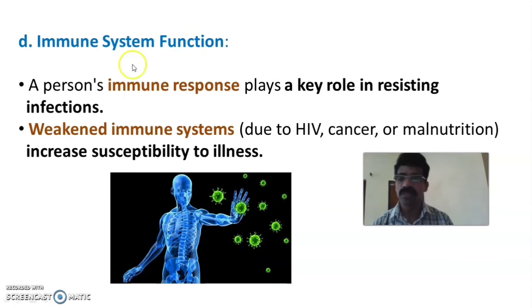Next is immune system functions. As you know, we are all protected from infectious diseases by our immune system. So a person's immune response or resistance plays a key role in resisting a number of infections that come across during his life period. But if the immune system is weakened, if it is very poor, due to some diseases such as HIV, human immunodeficiency virus, cancer, or even malnutrition, that increases the susceptibility, proneness, to various infectious diseases. So the health of the person is directly influenced by how his immune system functions. If it is weakened, he may be prone to a number of infectious diseases.